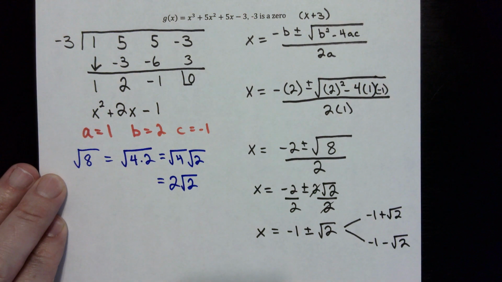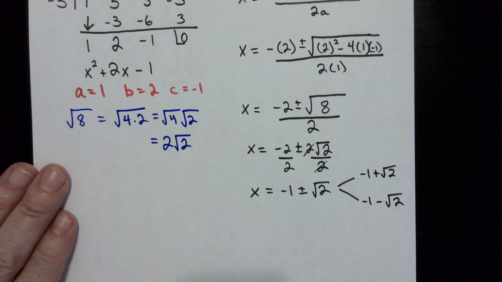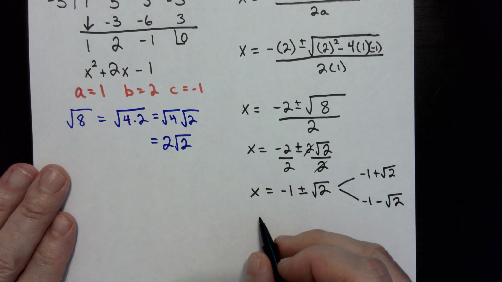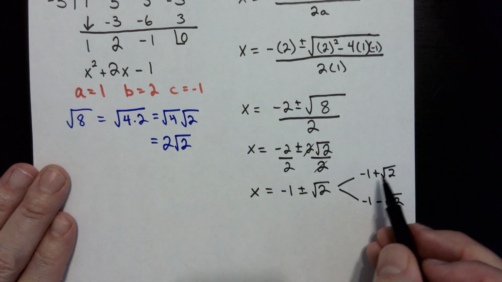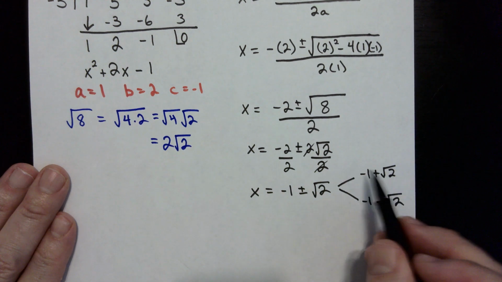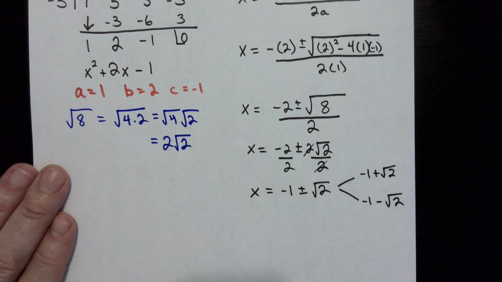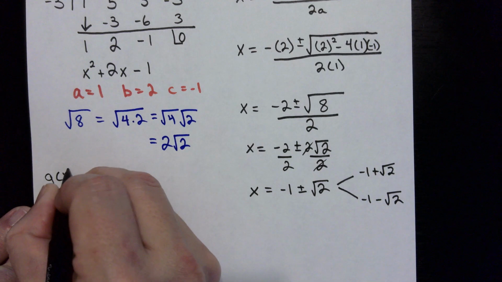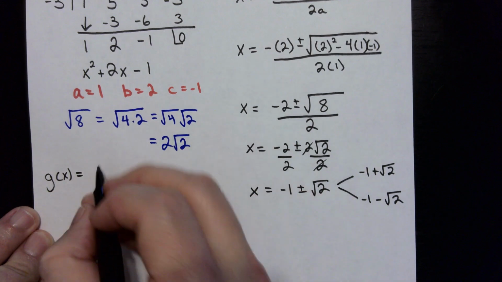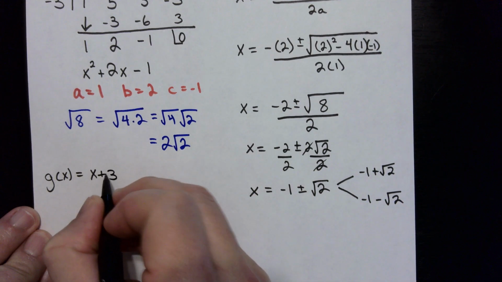Okay, and remember, when you have a 0, if c is a 0, then x minus c is a factor. Okay, so we need to put x minus this and x minus this as our factors. Okay, so g of x is equal to, our original factor was x plus 3. That was given because they gave us the 0.